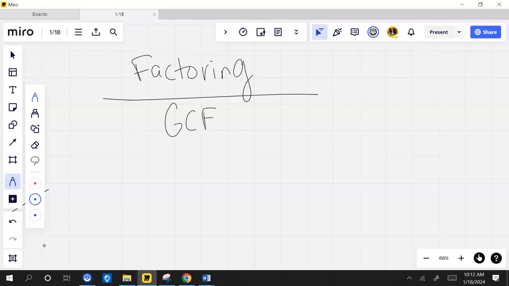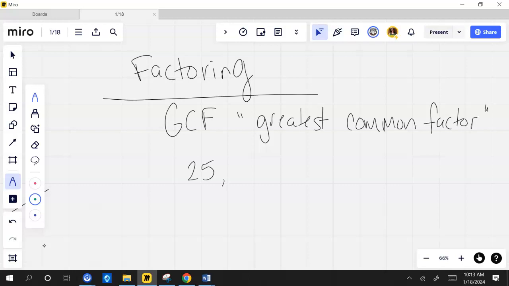What does GCF mean? Greatest common factor. Tell me, if you were explaining that to someone who had never seen it before, what you would tell them that means. Okay, so how would you advise them to find it? If I gave two numbers, let's say I gave you 25 and 70, and I said, what's the GCF? What are you looking for there?